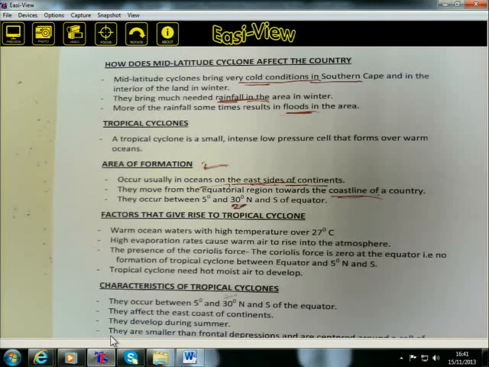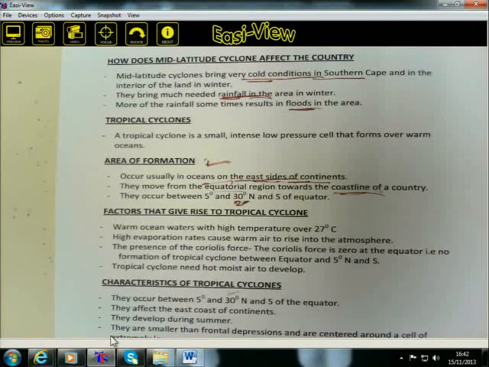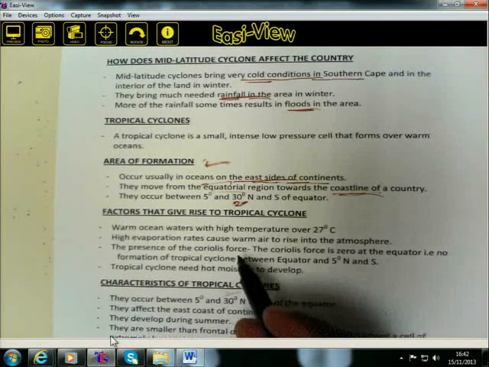Tropical cyclones are found on the eastern side of the continents where the oceans are warm. That is the area of formation. It is different from the area of formation of the mid-latitude cyclone. This one needs to be on the eastern side of the continent, in the tropical equatorial regions, between 5 degrees and 30 degrees north or south of the equator.